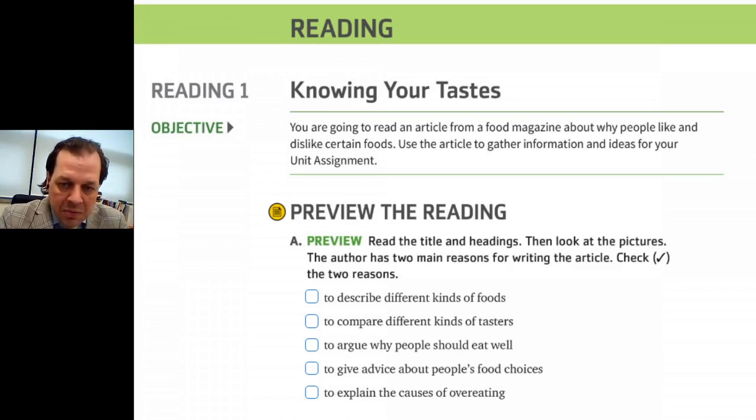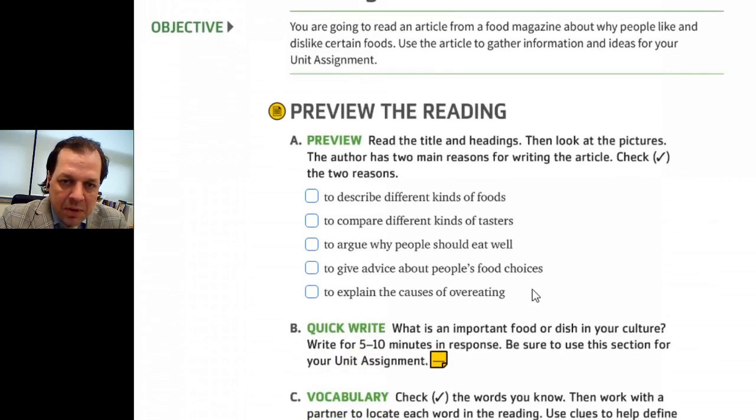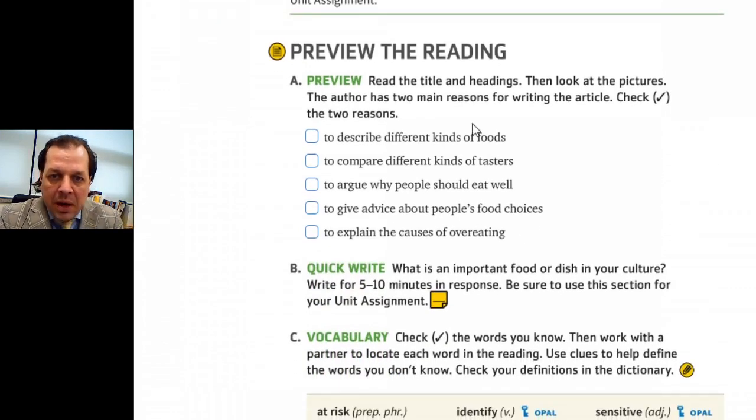And we can start with a preview. It says preview the reading and the headings, okay? Then look at the pictures. The author has 2 main reasons for writing the article. Check these 2 reasons. So there's 5 boxes here. Which ones are the 2 main reasons the writer has?